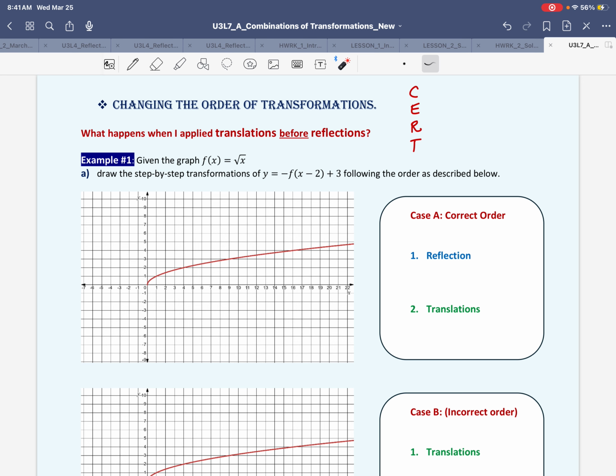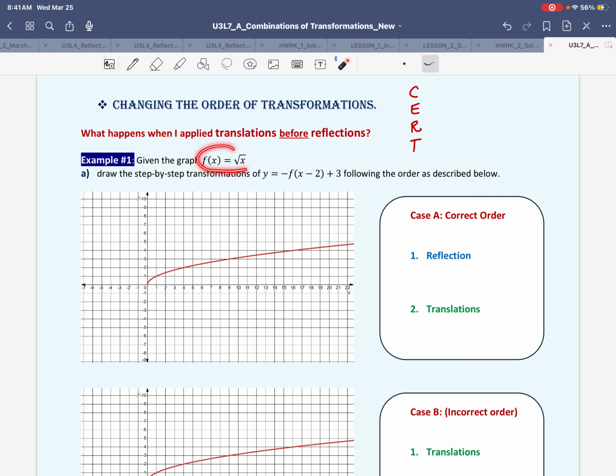Now, the question that I get asked very often is, what happens if we change the order? So, would we still get the same answer? And it's also one of the more common mistakes that I noticed, repeating generation after generation. So, we're going to clarify this once and for all.